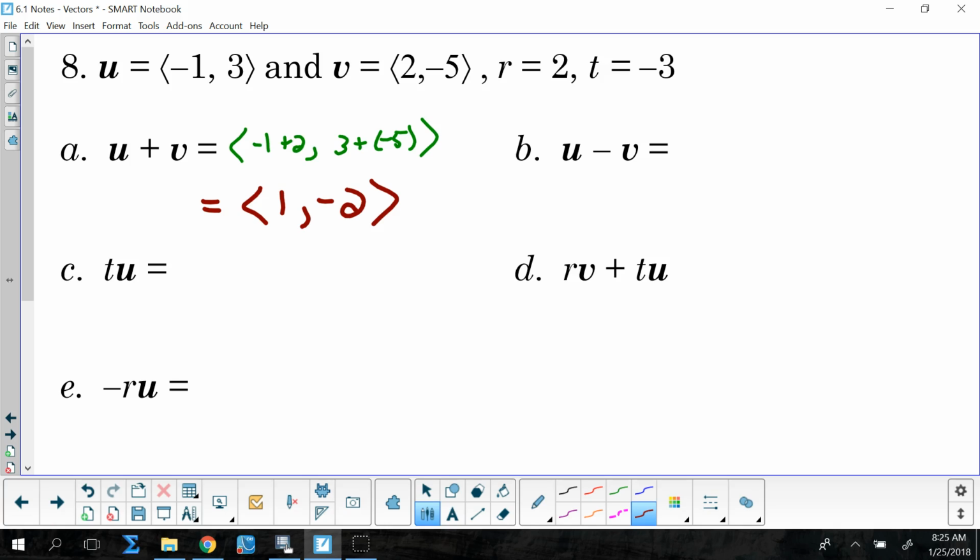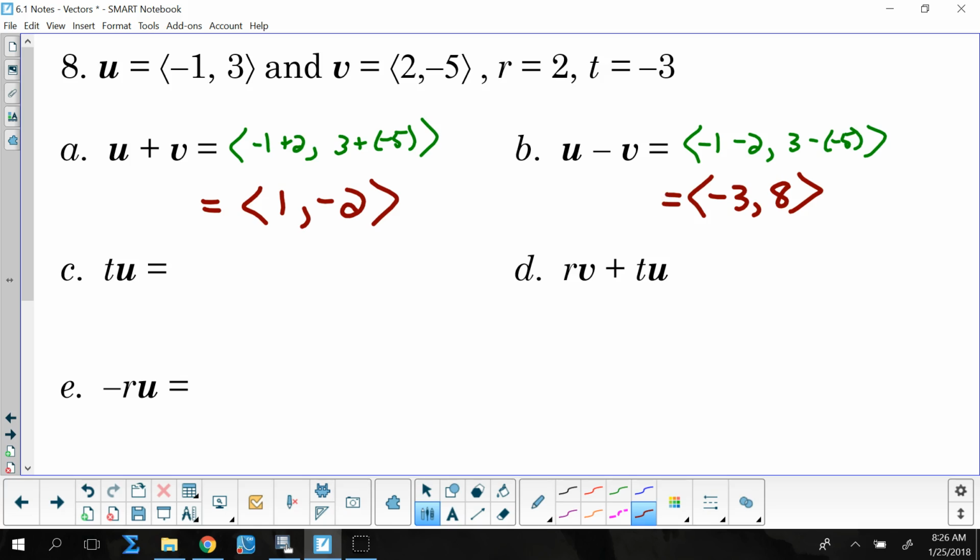U minus V would be negative 1 minus 2 and 3 minus negative 5. So that would be negative 3 and 8. Do we have an accord? Sweet.